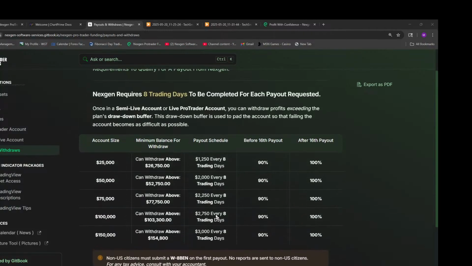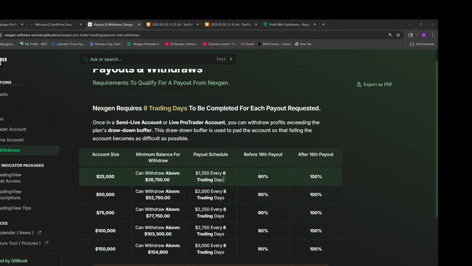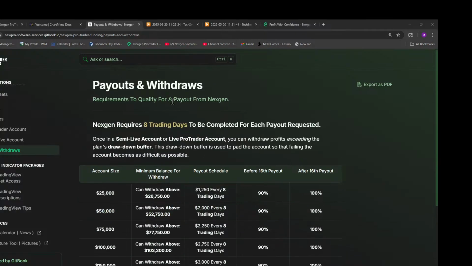I need to double check that. It says 1250 every 8 days, 8 trading days before the first payout is requested. You can withdraw. Jerry, I need to get answers for that. Remember, guys, I'm on the teach-you-to-read-indicators side. I'm getting the people that have those answers.